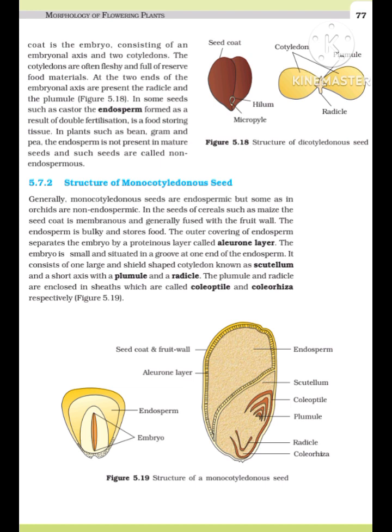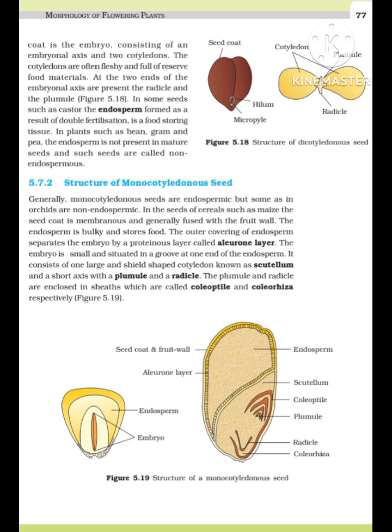5.7.2 Structure of monocotyledonous seed. Generally, monocotyledonous seeds are endospermic, but some, as in orchids, are non-endospermic. In the seeds of cereals such as maize, the seed coat is membranous and generally fused with the fruit wall. The endosperm is bulky and stores food. The outer covering of endosperm separates the embryo by a proteinous layer called aleurone layer. The embryo is small and situated in a groove at one end of the endosperm.